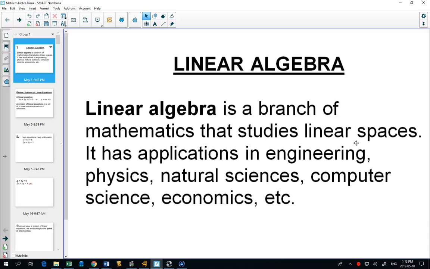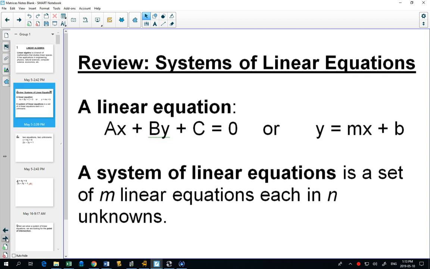Linear algebra. Sounds like algebra and lines together. And that is a lot of what we're going to be doing. Lots of applications, but a little bit of review of some of the linear systems of equation stuff you've done already. If you want to write a line in 2 dimensions, you could write it in general form or in y equals mx plus b form, where m is the slope and b is the y-intercept.